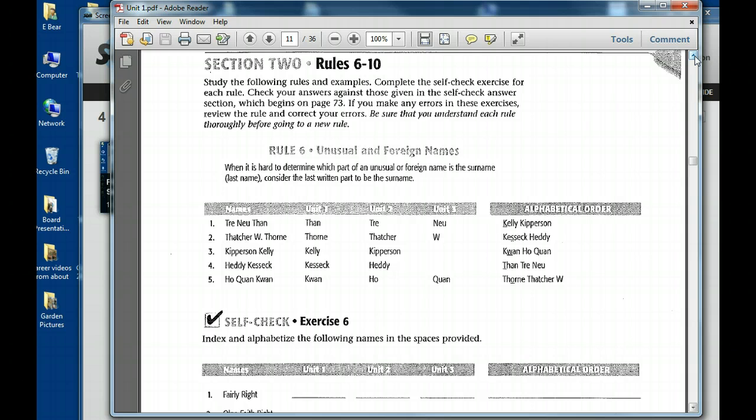For example, look at number 1. Trey New Than. This is not a familiar name. However, Than is the last name written, so we are going to assume that it is the last name or surname. It will be placed in Unit 1. Trey, being the first name written, will be considered the first name, so it will be placed in Unit 2. And New, being in the middle, will be placed in Unit 3. Use the same alphabetizing rules as before. Complete self-check exercise number 6.